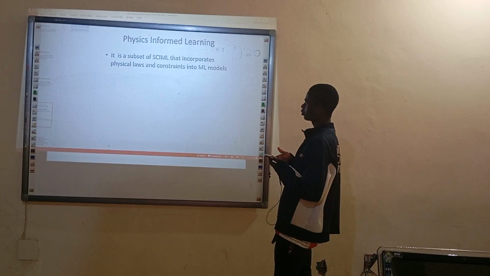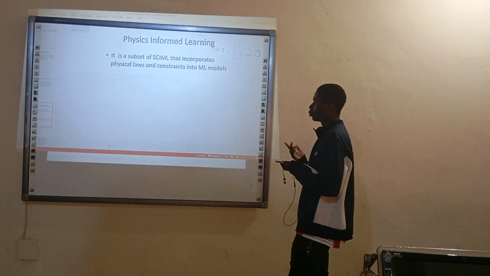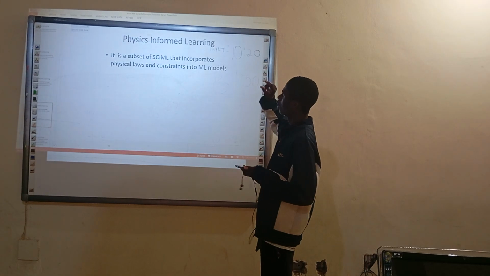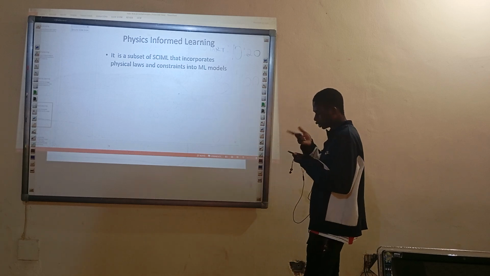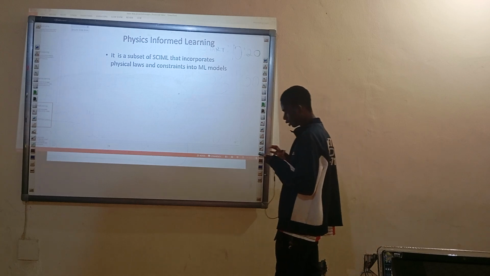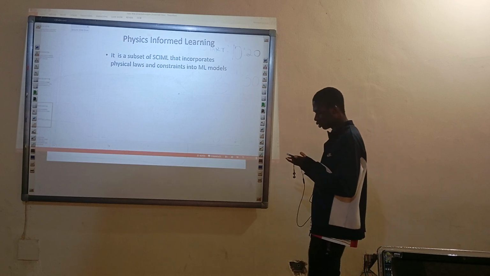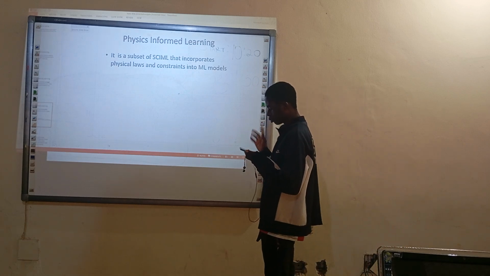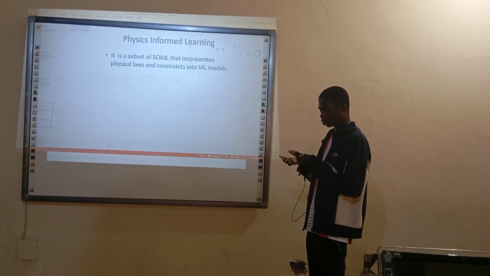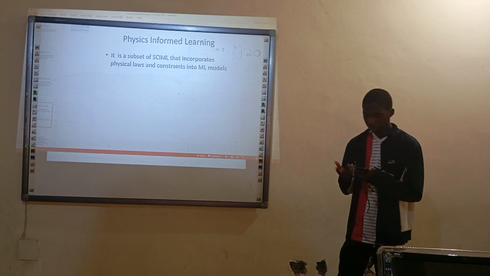Now, what are the key concepts? First of all, physical laws, such as conservation of energy, momentum, and so on. We are introducing them into machine learning. Differential equations: we use differential equations to describe complex physical systems. Regularization: physical laws are used as regularization terms to constrain machine learning. And there is a type of neural network that incorporates physical laws into the learning process.